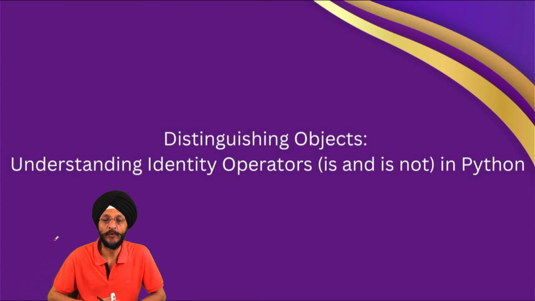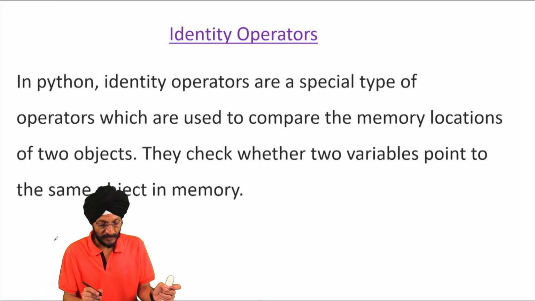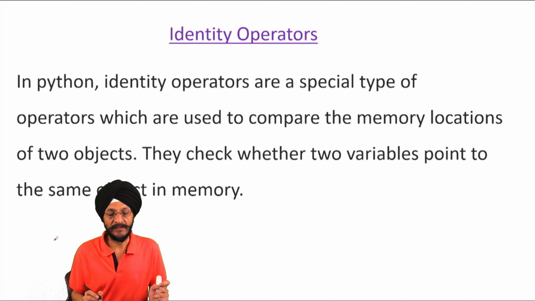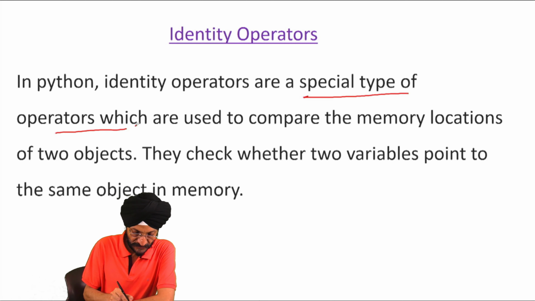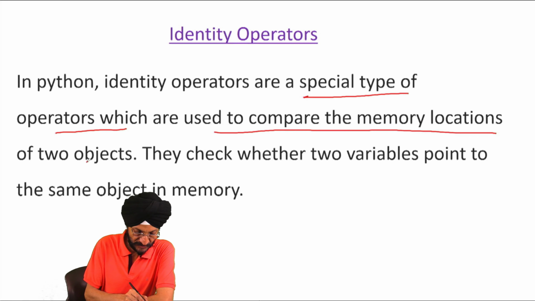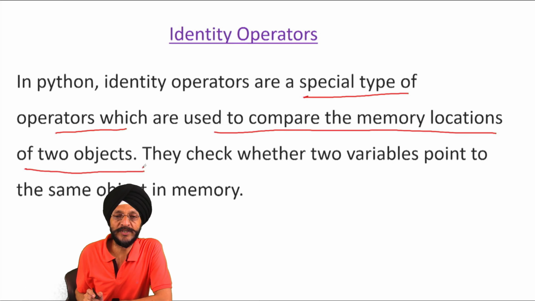Now the topic before us is distinguishing objects, understanding identity operators in Python. Identity operators in Python are a special type of operators which are used to compare the memory location of two objects.